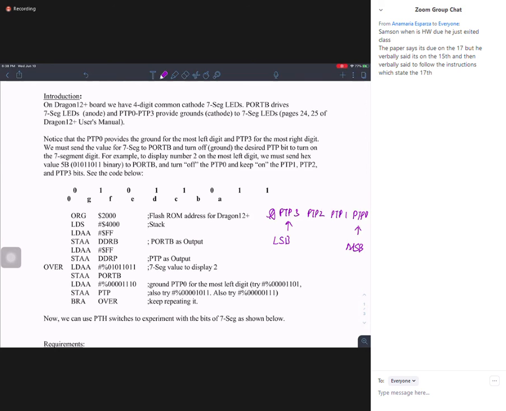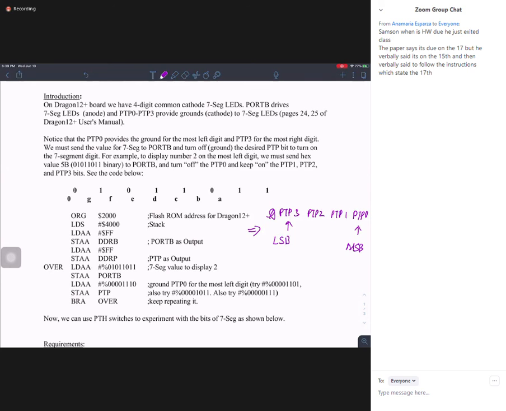So when you're trying to configure the value you want to put into your PTP port, this is the figure you need to keep in mind to make sure you are turning on or off the digit that you want. Notice that PTP3 is controlling the least significant bit, which is the bit at your far right-hand side, and PTP0 is controlling the MSB, which is on your left-hand side.